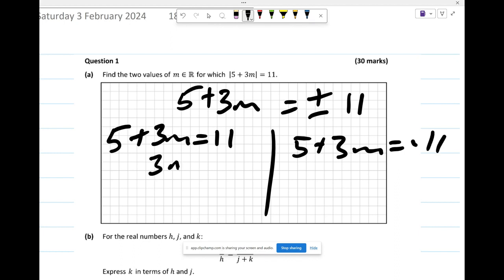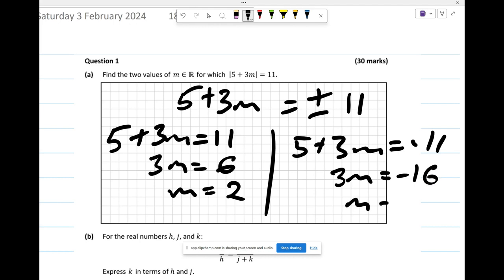So getting m on its own, 11 minus 5 is going to be 6, and then dividing by 3 is going to be 2. And then getting m on its own over here, that's going to be minus 16, and then dividing by 3 is going to be minus 16 over 3. And that is the whole question done.